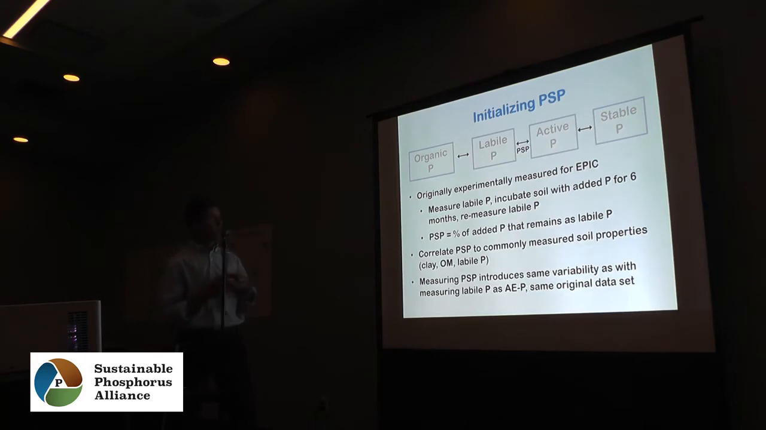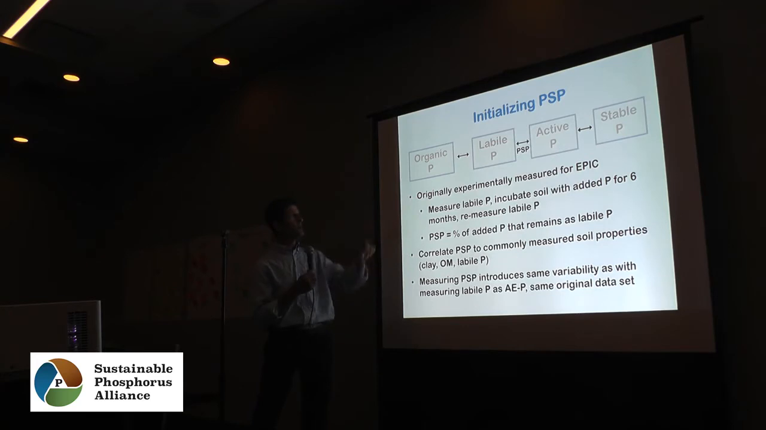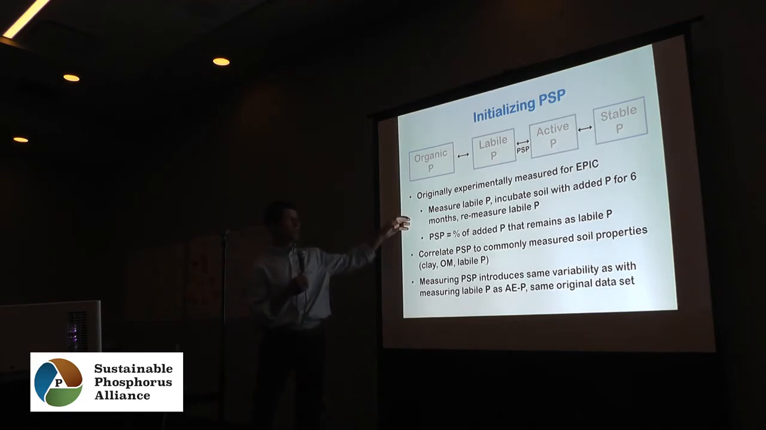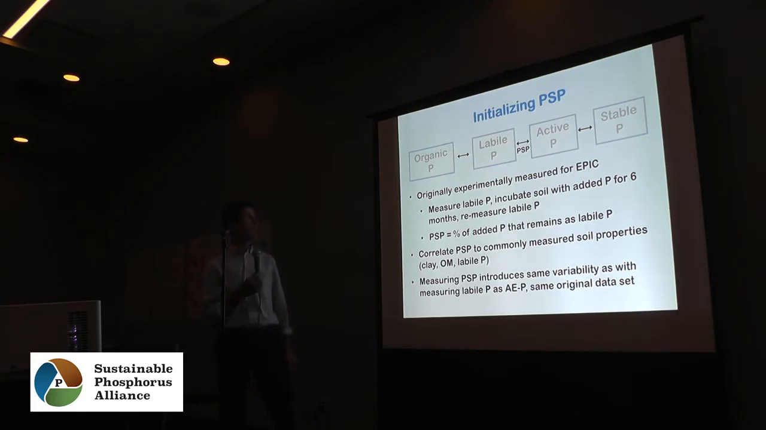So if we have labile P initialized, we also need to tell the model what the PSP is, the phosphorus sorption parameter, is what it's called. That was originally experimentally measured for the original model and the original data sets. What that is, you would take a soil, measure labile P in it, add phosphorus to that soil, incubate it for 6 months, and then remeasure the labile P. So the PSP would represent the percent of the added P that remained labile after 6 months.